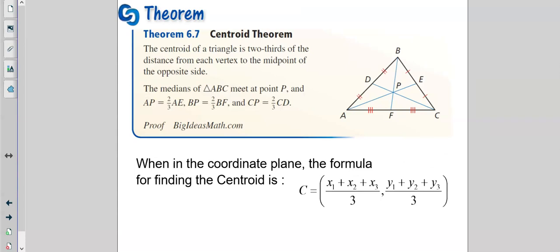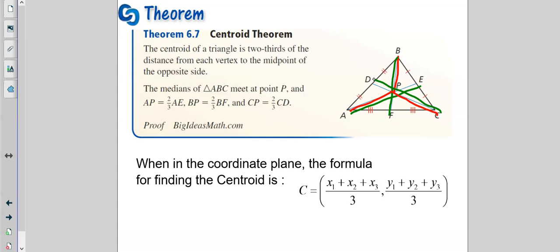Now, if you look at this, it says AP is 2/3 of the entire segment. BP is 2/3 of this entire segment. And CP is 2/3 of this entire segment. All right? So what happens is it splits it up into 2/3 and 1/3.